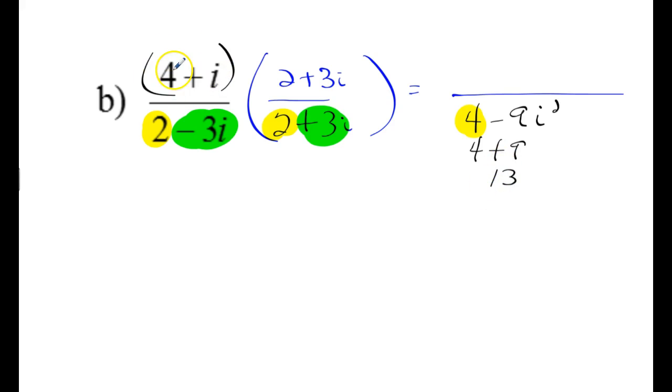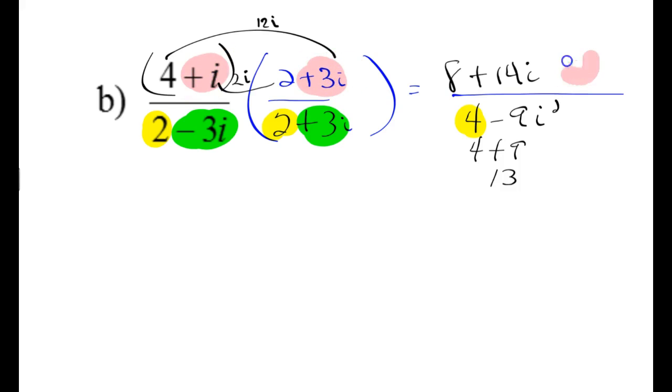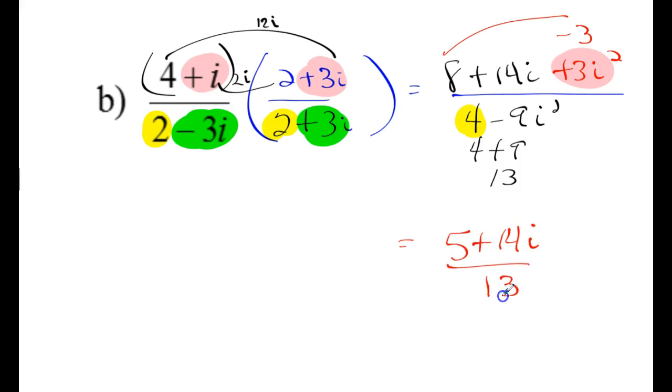In the numerator, we're going to have to FOIL this up. First terms is 8. Outer terms is 12i. The inner terms is 2i for a total of 14i. And then the last terms is i times 3i, so it's positive times positive, which is a positive, but it's positive 3i squared, which will turn out to be 3 times negative 1, or negative 3, which gets combined with the 8. So 8 take away 3 is 5 plus 14i, all divided by 13.